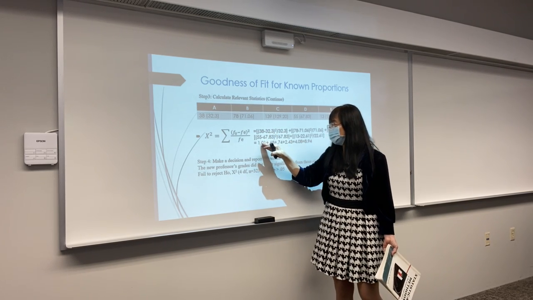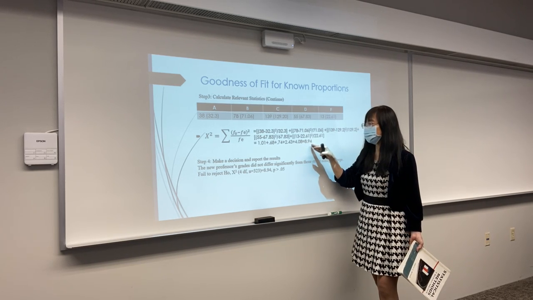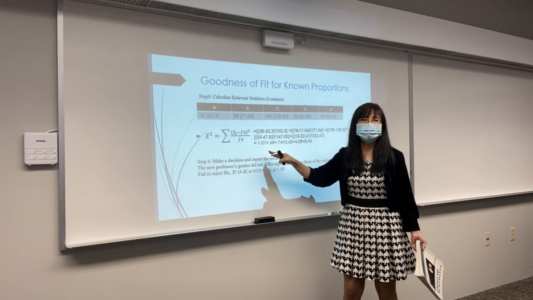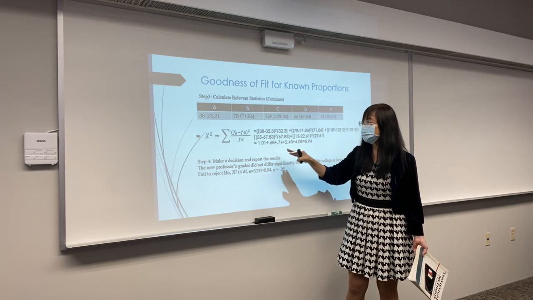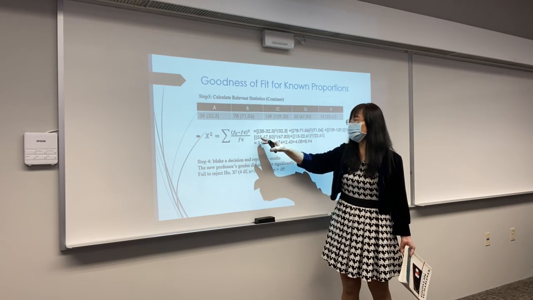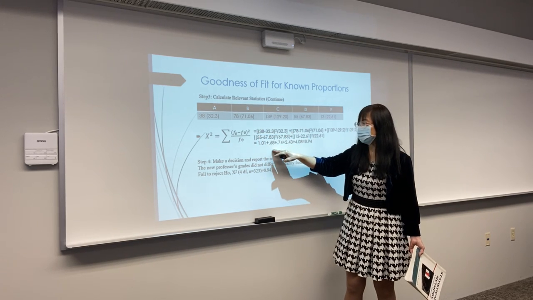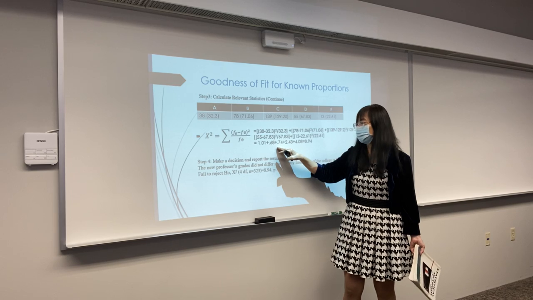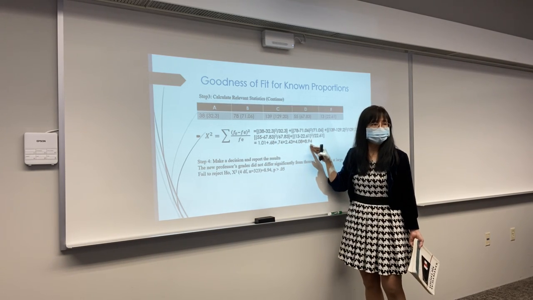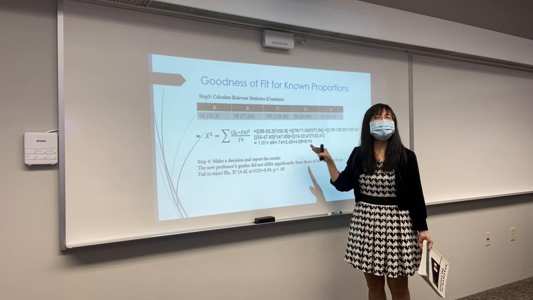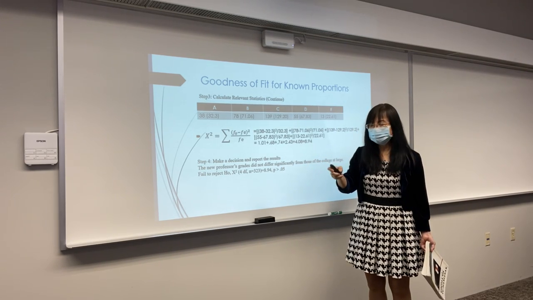After you add them, you get 8.94. Let's just take two decimals. Maybe it's easier to finish each of them, write down the number, then do the next one, and write down that number. So you got 8.94. What is our chi-square critical value? Everybody remember?